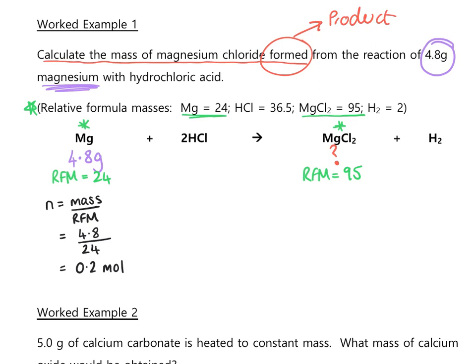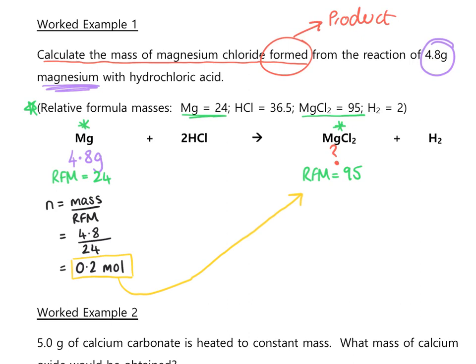I can now bring that anywhere in my equation, absolutely anywhere. I can bring it to hydrochloric acid, to magnesium chloride, or to hydrogen, but I've got to be careful about my balancing number ratio. So I'm just going to quickly draw a box around my 0.2 moles because that's what I am moving. And I'm essentially just going to draw an arrow from where I'm bringing it from to where I'm going to. I need to bring it over to my magnesium chloride. But what I need to consider is my balancing number ratio.